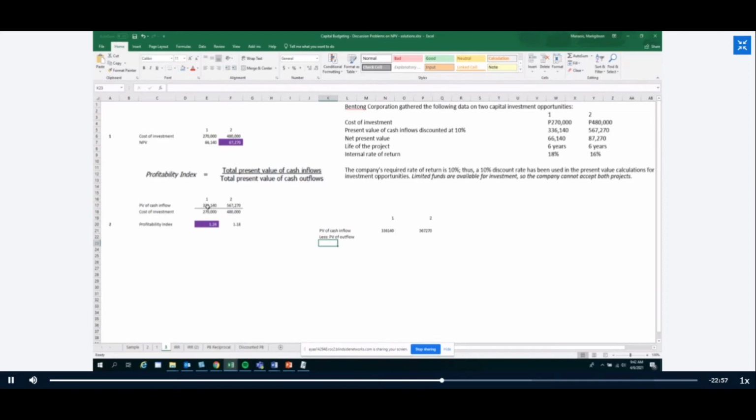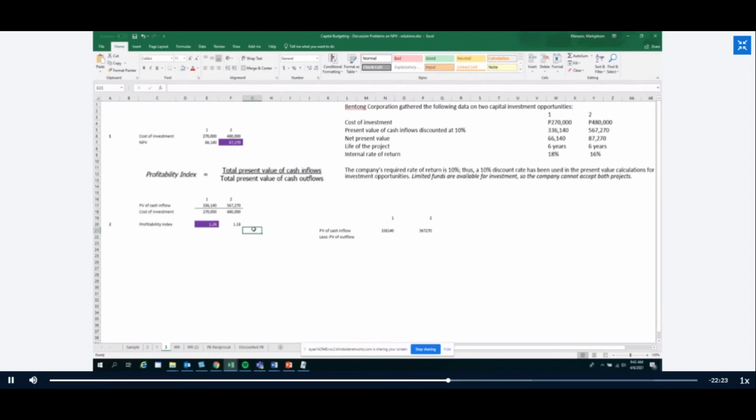So you have your present value of cash inflow, 336,140 and 567,270 for project 2. Cost of investment, so 270 for project 1 and 480 for project 2. Okay ka dyan? So your profitability index is 1.24 for project 1 and 1.18 for project 2. So ngayon, interpret natin, no? Kasi for profitability index, ito naman ang rule. It should be greater than 1.